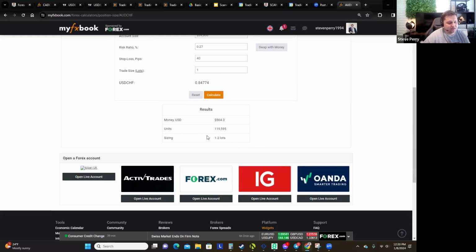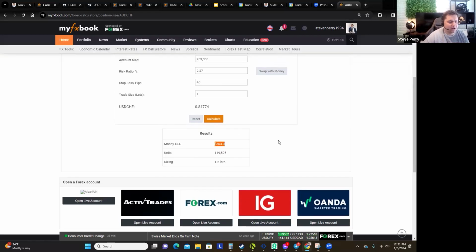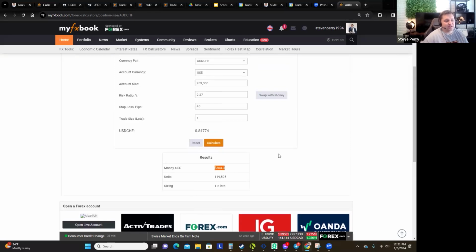So this says I need a 1.2 contract so that I can risk $564 per trade. Why $564 per trade? Because that's exactly 0.27% of this account, just slightly over a 1/4% of this account. Now if my account was a lot smaller, that number would be a lot smaller. This is a little bit of a bigger account, so that's what we're going off of.